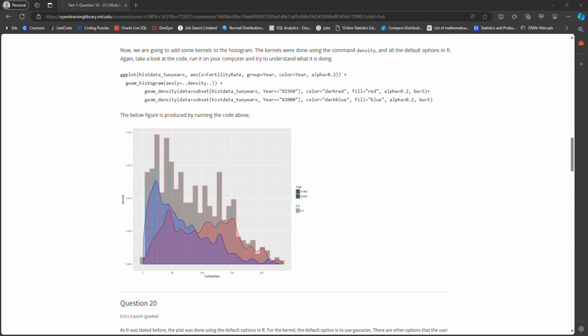We have done lots of R coding before. Now we're going to create a graph that overlays the kernel density on top of the stacked bar chart, or the stacked histogram. That's what we want to do, and this is a piece of code that does that.